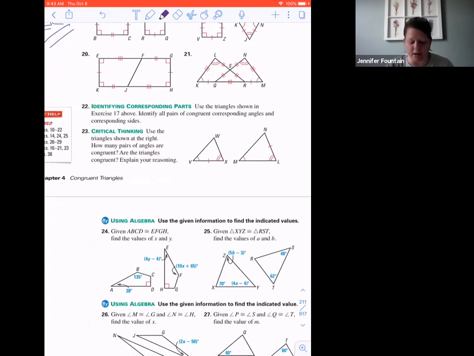All right, let's look at 23, which is just critical thinking. Use the triangles shown at the right. How many pairs of angles are congruent, and are the triangles congruent? And explain your reasoning. If you say yes, they're congruent, tell me why. If they're not congruent, tell me why.